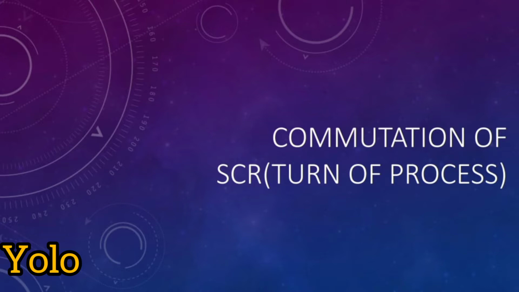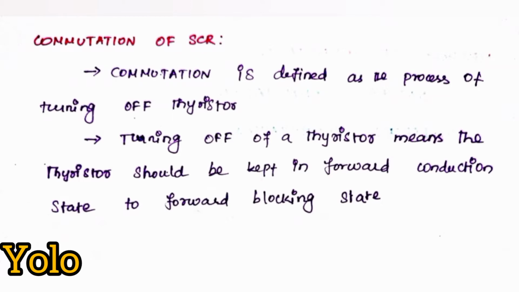Today's section, I am going to give you a lecture on commutation of thyristor or SCR. Commutation is defined as the process of turning off a thyristor. Turning off a thyristor means the thyristor should go from the forward conduction state to the forward blocking state.